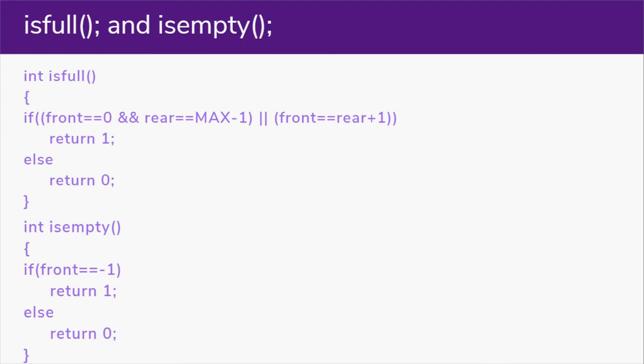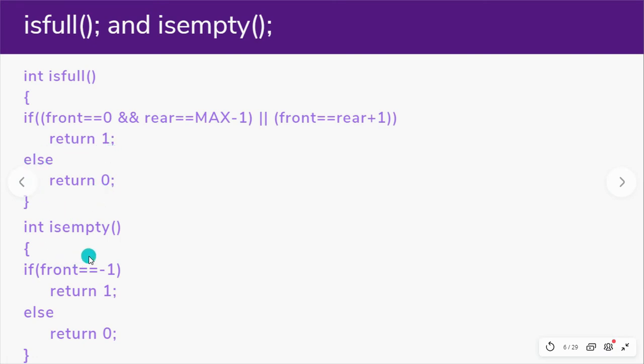After that we have given the OR operator, meaning either this condition or this condition. The next condition is front equals rear plus 1. That means our front is one index location further than our rear. We have seen this in earlier videos, so I don't think a deep explanation is needed here. If this condition is true, it returns 1, else it returns 0.